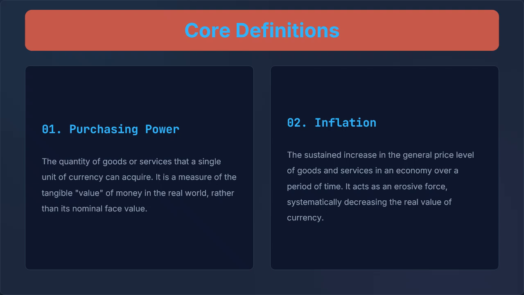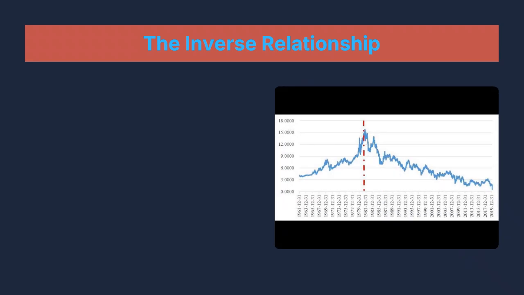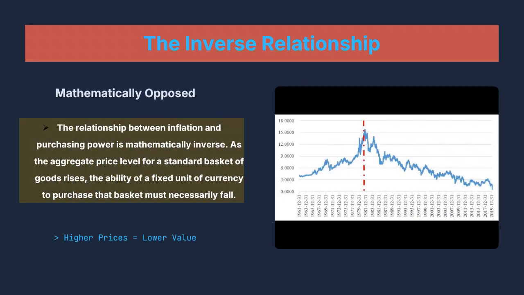The inverse relationship. Visually, we can understand this as a strict inverse relationship. It is mathematically impossible for the general price level to rise without the purchasing power of a fixed currency unit falling. As you can see on the graph, as the cost of a standard basket of goods climbs, the value of the currency used to buy it must effectively travel in the opposite direction. Higher prices equal lower value.